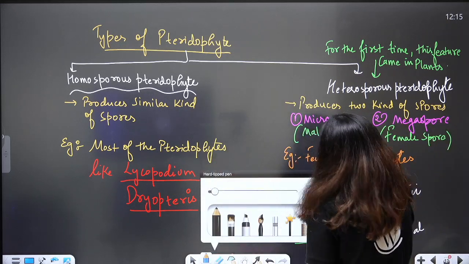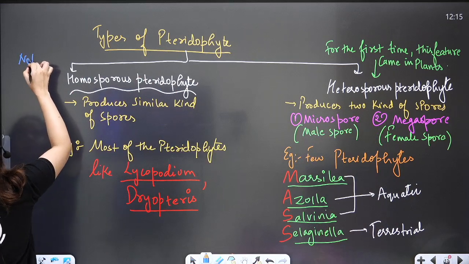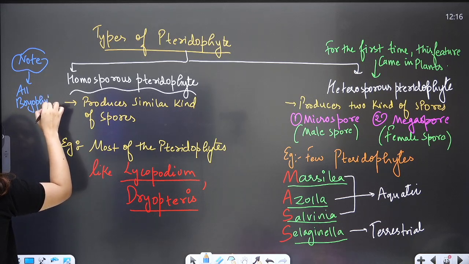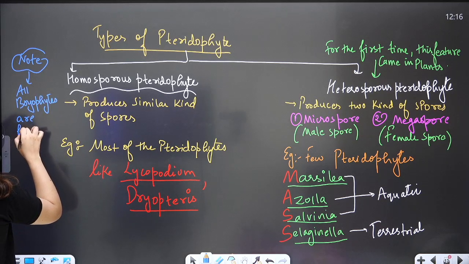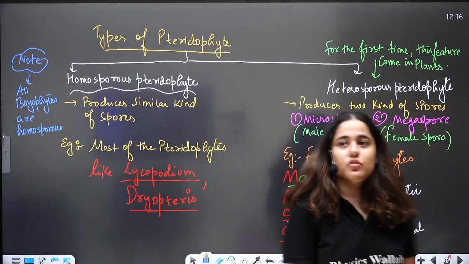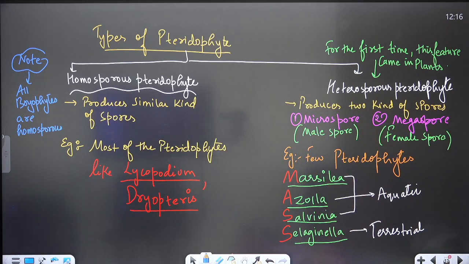Remember, there is a note here that I'm writing. All bryophytes are homosporous. They produce the same kind of spore, remember. So heterospory first came in a few pteridophytes. I'll give you a few seconds to understand it. Let me know if you have any doubt. We are going to understand homosporous pteridophyte first, then heterosporous pteridophyte.